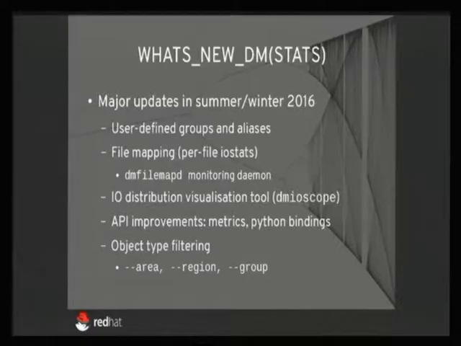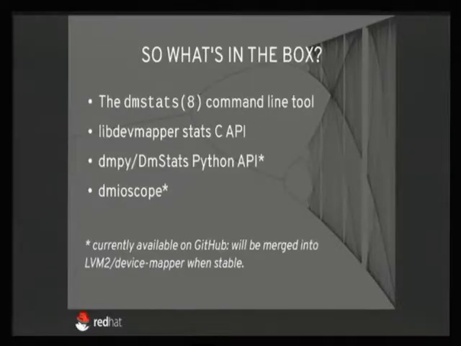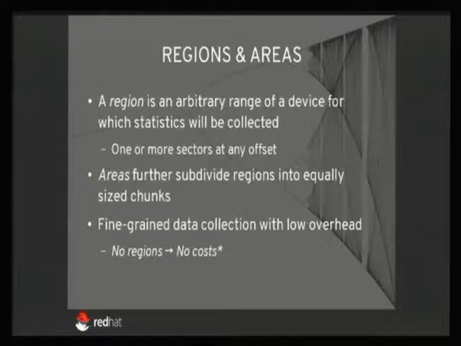So, quick recap. Actually, I should have switched those slides around, never mind. Quick recap on this region and area concept. A region is just an arbitrary range of a device. Yeah? One or more sectors anywhere in the device. And we'll collect statistics for that according to the area configuration. In many uses, a region will have one area. Yeah? So there's no further subdivision.